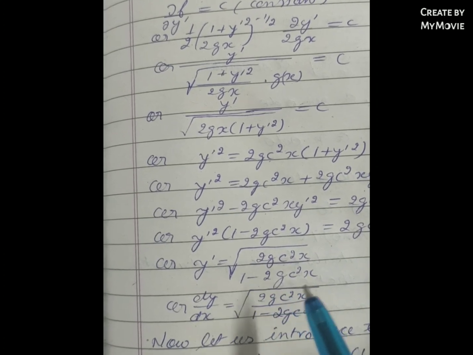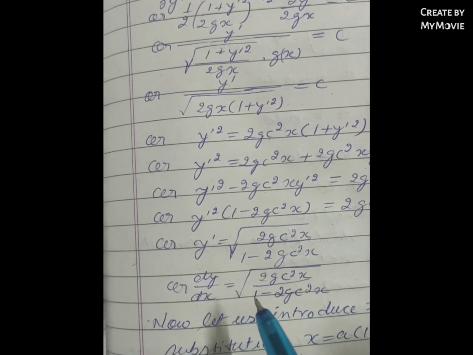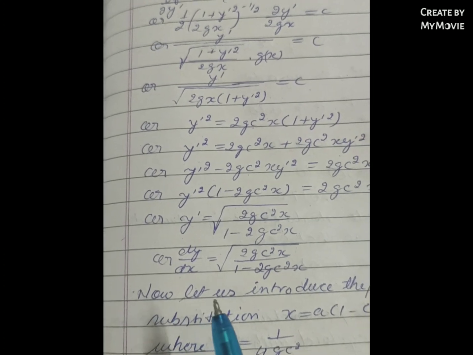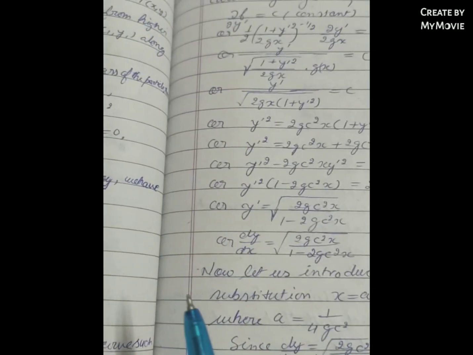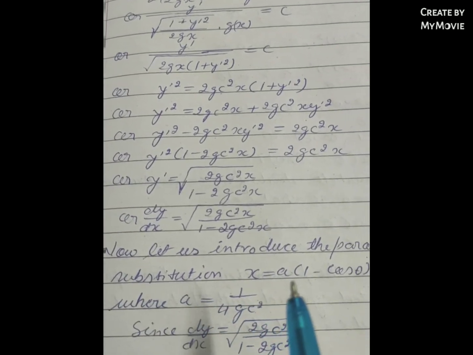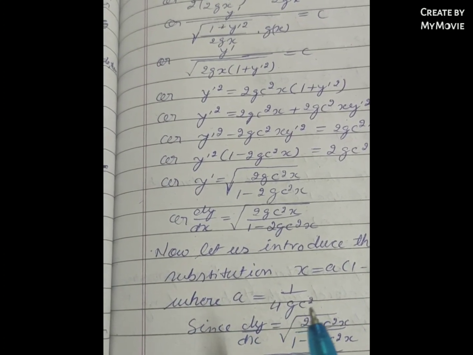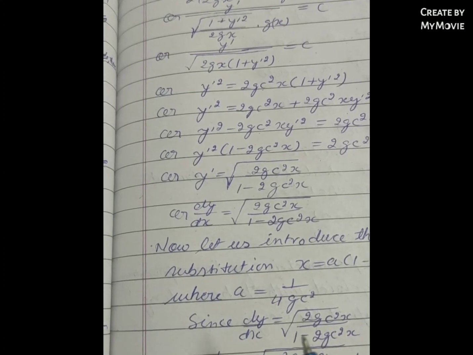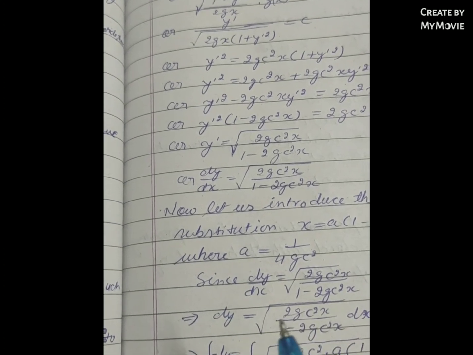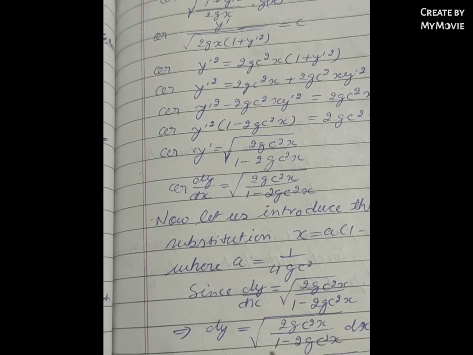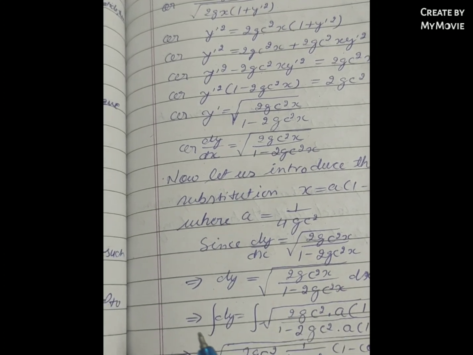and dy upon dx is equal to under root of 2gc square x upon 1 minus 2gc square x. Now let us introduce the parameter theta by the substitution x is equal to a(1 minus cos theta), where a is equal to 1 upon 2gc square. Since dy upon dx is equal to under root of 2gc square x upon 1 minus 2gc square x, dy is equal to under root of 2gc square x upon 1 minus 2gc square x dx.